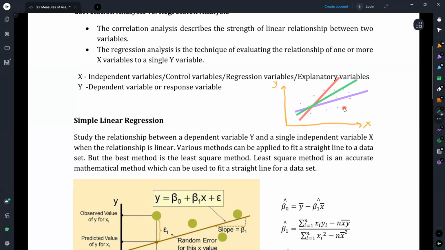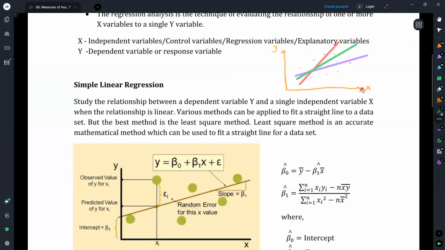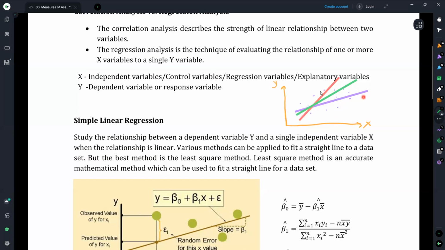But when you are fitting a line for this set of data, it should be generalized, a line which satisfies all the data points, not only a particular set of data points. That's why we call it the best fitting line. Therefore, if you have a set of observations like this, there should be only one best fitting line. Using simple linear regression, we are going to estimate this best fitting line.